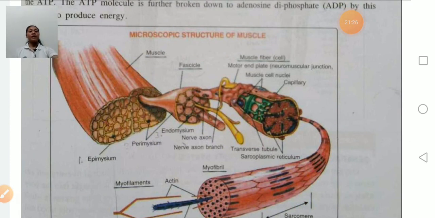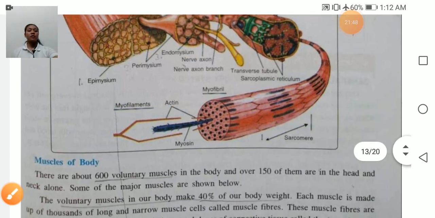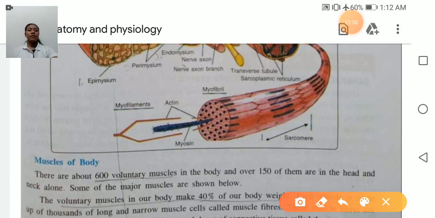This is the diagram. This is the structure of muscles. Muscle is covered by the epimysium. Then muscle fibers, perimysium, endomysium. These are the structures. And this is the actin and myosin filament. This actin and myosin filament slide over each other. When they slide, there is shortening of the muscle.